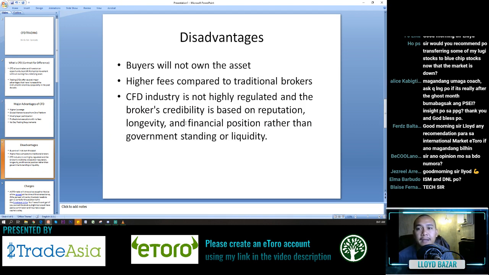And disadvantage niya naman is buyers will not own the asset. Yan yung sinasabi ko kanina. Takot ang mga tao, especially tayong mga Pinoy, sanay tayo may-ari ng market because that is what the brokers sell us. Kagandahan sa stocks kasi meron tayong certificate, we own part of the company. So if mag-down ang company, may habol pa rin tayo. So that's what they're selling for us to buy stocks. But we don't have to do that. Right? So buyers will not own the assets. That's one of the disadvantages. If you are still against that, then most probably CFD is not for you.